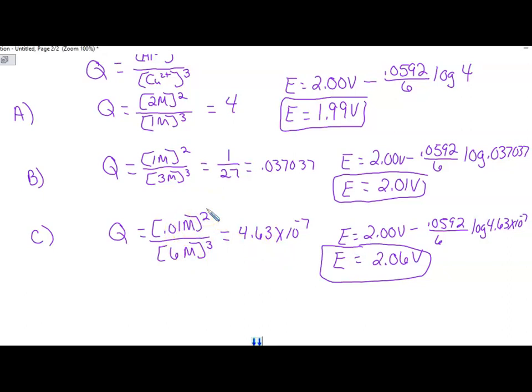Alright, that is pretty much the Nernst equation. So hopefully this makes sense. Please email me if you need help in any way.